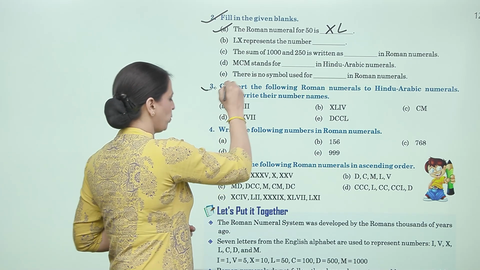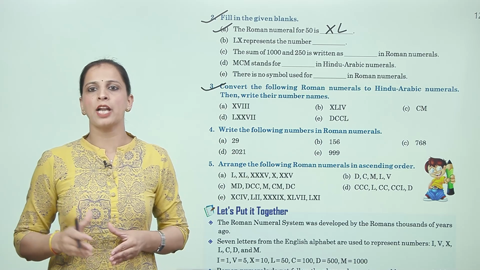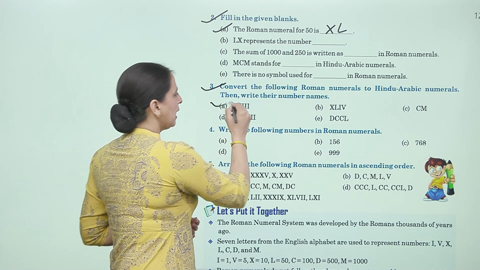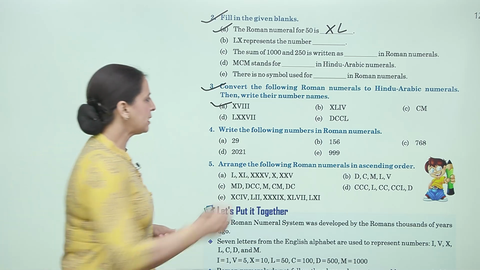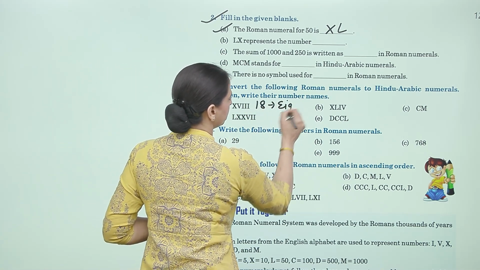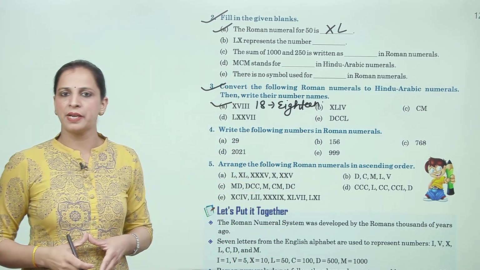Now next question number 3. Convert the following Roman numerals to Hindu-Arabic numerals. Then write their number name. That is XVIII. That is 10 plus 8 is 18. तो बच्चों सेम मेथड को यूज करते हैं. बाकी के पार्ट्स आप खुद ट्राई करेंगे.